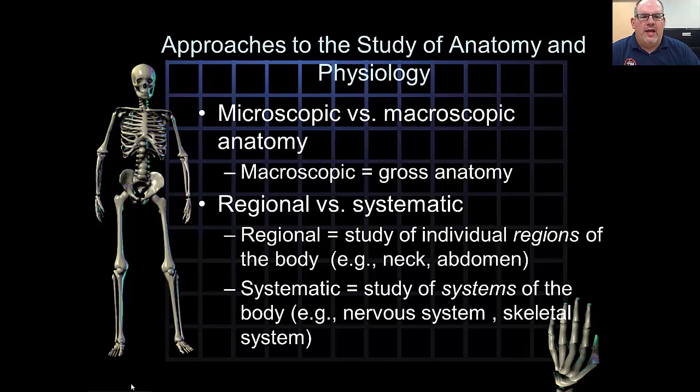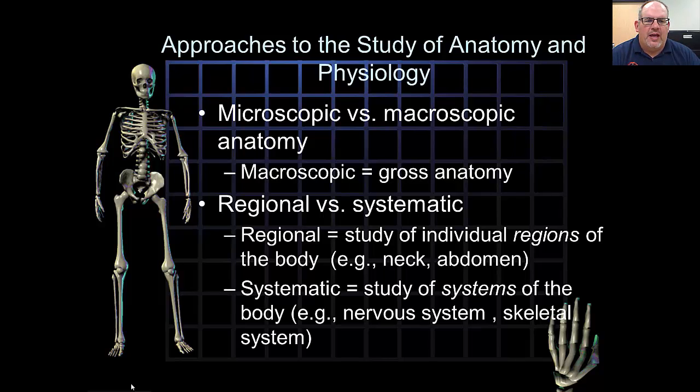When we start looking at anatomy, there is what we call microscopic versus macroscopic. Macroscopic is anything that you can physically see with your eyes, and that's what's important to know. Microscopic, on the other hand, we're going to have to look at through a microscope. So microscopic and microscope.